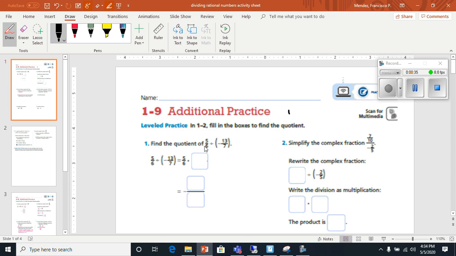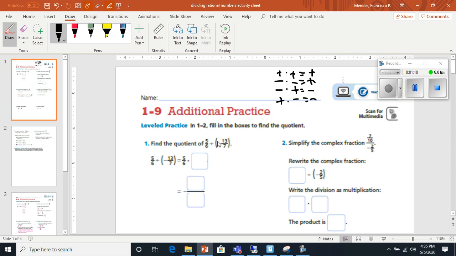Let's remember, first of all, when we're multiplying and dividing fractions, that we have certain rules about what the positive and negative numbers will be. And rule number one is a positive times a positive will equal positive. And a negative times a negative will also equal positive. The only time we get a negative is when we get a negative times a positive, or a positive times a negative.